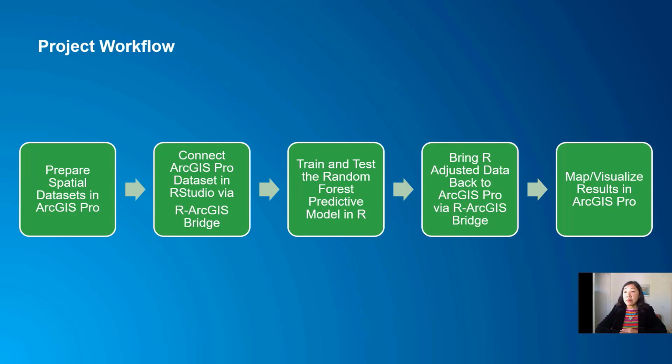The data was then modeled and trained in R using the random forest prediction model. And finally, the prediction results were passed back to ArcGIS Pro via our ArcGIS Bridge, and we used ArcGIS Pro to visualize the final results. Now I'm going to share more details in each of these steps.